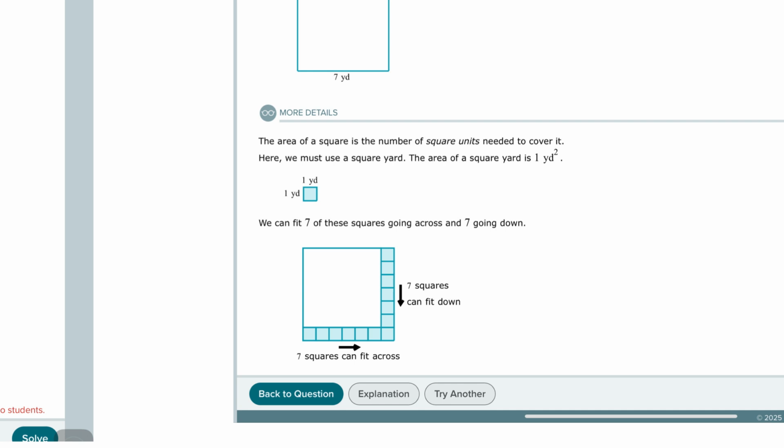So if you feel like you need more practice, always do click the explanation and then try another, and then just write down all of the steps as best you can remember them. And I promise you, you'll get better at it as you go along.